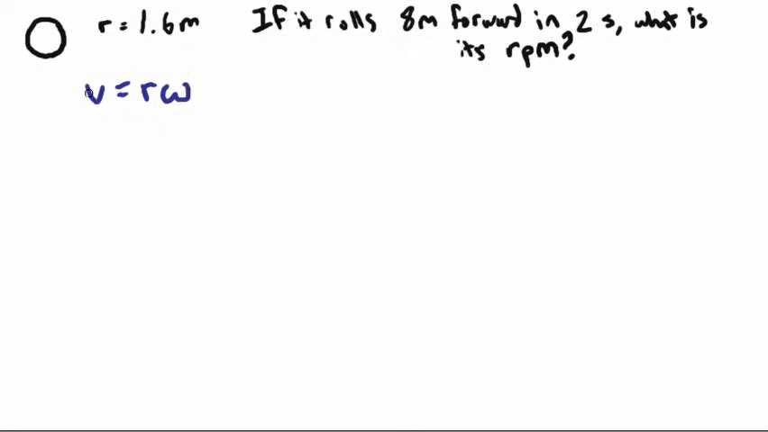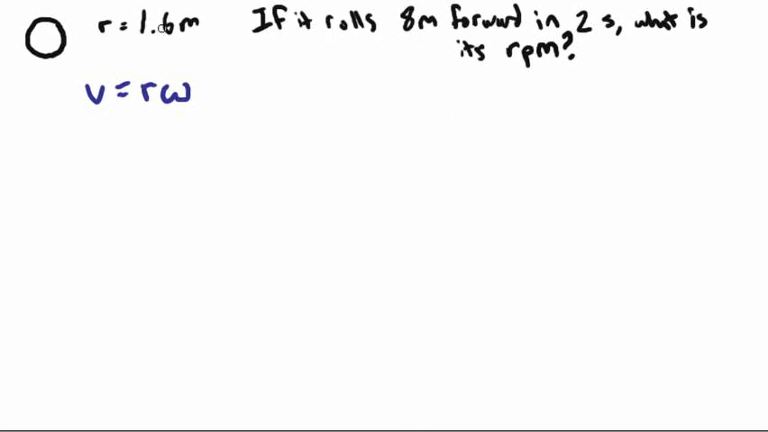So V is for linear velocity, whereas omega stands for rotational velocity, or also 2 pi times the frequency, which I'll also write out a little bit later. Okay, so you'll figure this out very quickly that there's a hidden conversion going on in here. My ball or wheel or sphere has a radius of 1.6 meters. If it rolls 8 meters forward in 2 seconds, what is its rotations per minute?